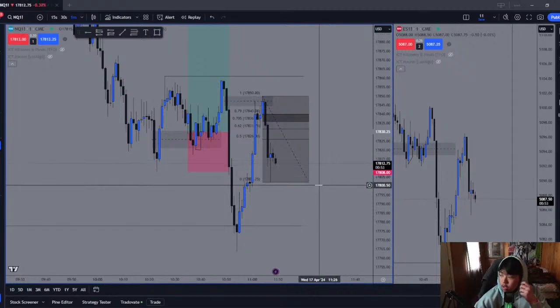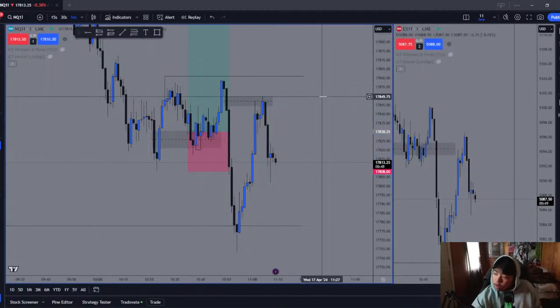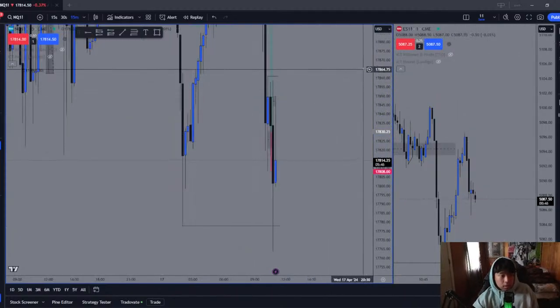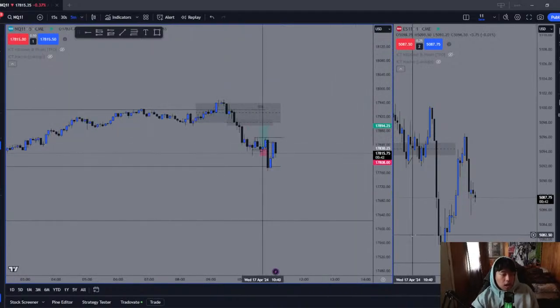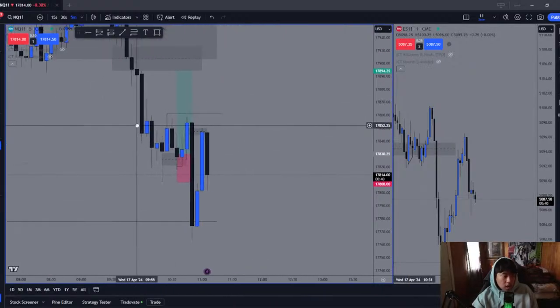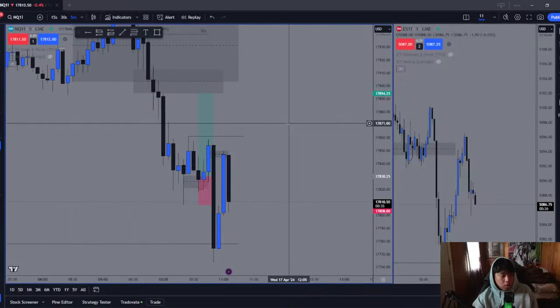Also, I believe there's a power of three shaping up for the longs. Power of three where? On what time frame? Oh, I see it. Accumulation right here, manipulation to the downside. This could be the distribution up.